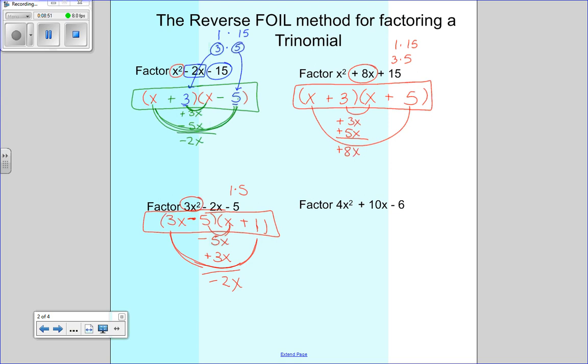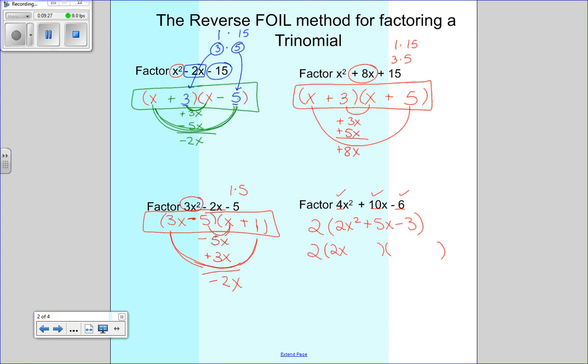Let's do 4x squared plus 10x minus 6. Now, the first thing I want you to notice about this problem is that 4, 10, and 6 all are divisible by 2. So I'm actually going to factor out a 2 first, and I'll have 2x squared plus 5x minus 3 to factor. The 2 is called your greatest common factor, and you always want to factor that out before you start trying to factor any trinomial, if possible, because it makes it easier to factor.